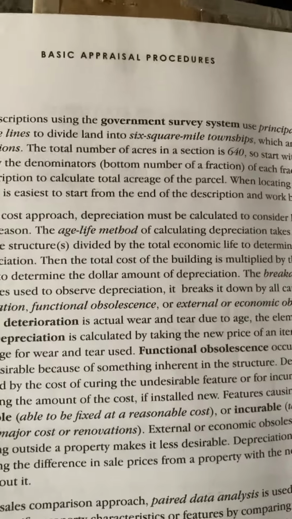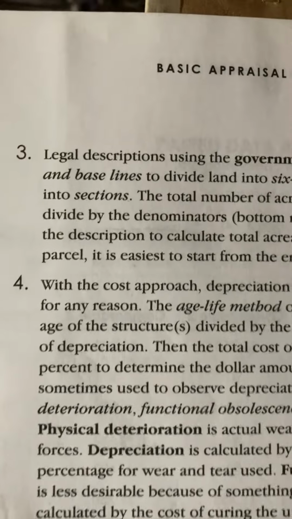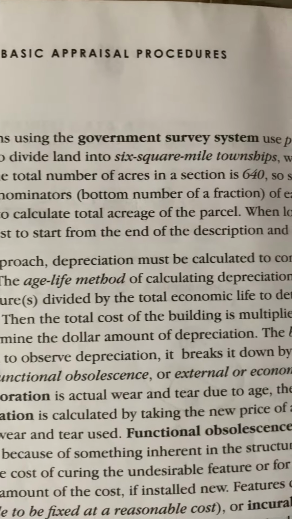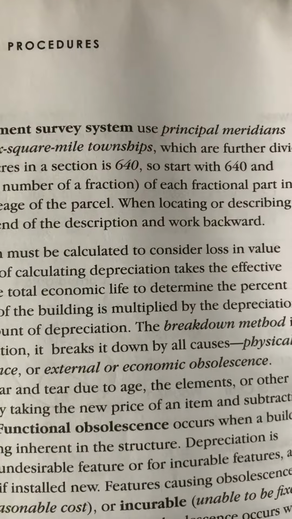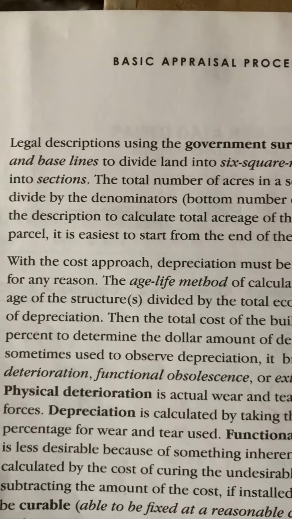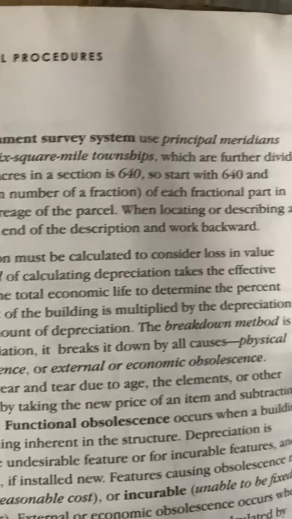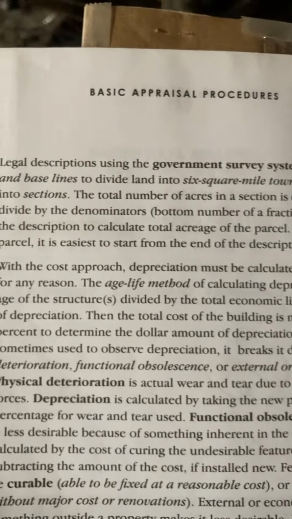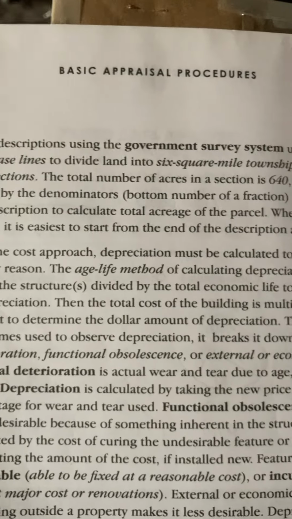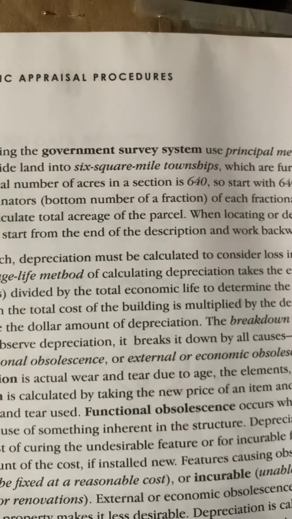Basic appraisal procedures, page 244. Number 3, legal descriptions using the government survey system use principal meridians and baselines to divide land into 6 square mile townships, which are further divided into sections. The total number of acres in a section is 640.